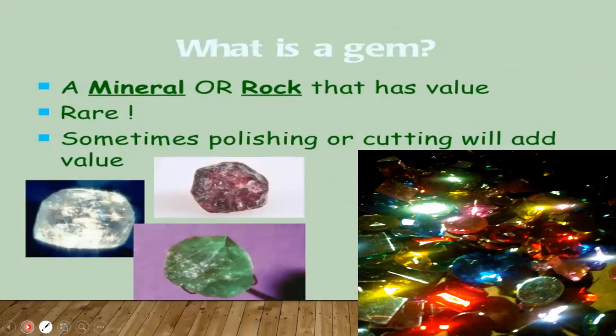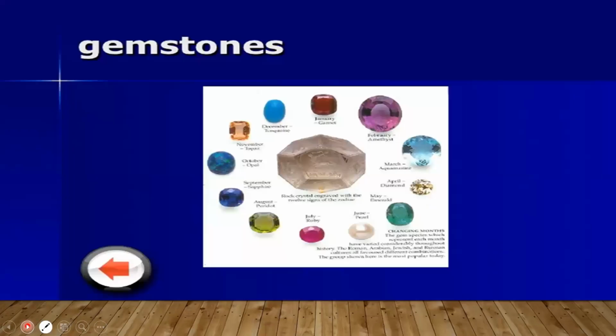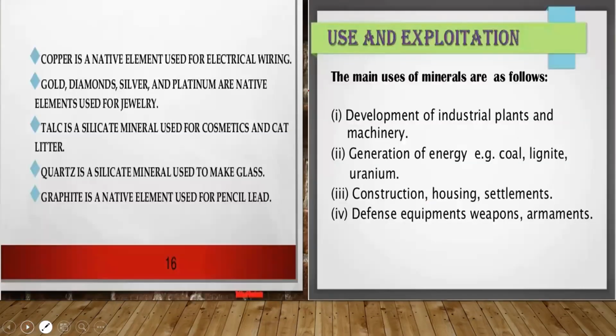A gem is a mineral or rock that has rare value. Sometimes polishing or cutting will add value to that mineral and it becomes a gem. These are the different gemstones given over here. For example, this is ruby. This is pearl. This is diamond. These are all different minerals which are used in ornaments, which are known as gemstones.